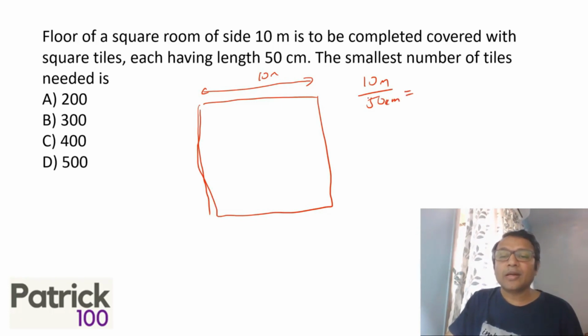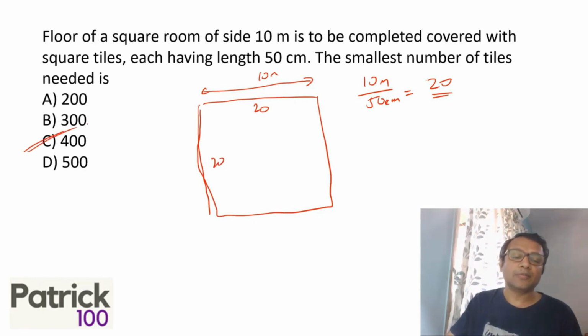So 10 meter upon 50 centimeter, if you look at it, becomes 20. So 20 tiles on one side. So you say 20 tiles by 20 tiles, the total number of tiles will be 400. Also, if you notice, the number of tiles should be a perfect square, because the number of tiles on one side is n, and n into n will give you n square. And there's only one option with a perfect square, 400. You can mark the answer directly.